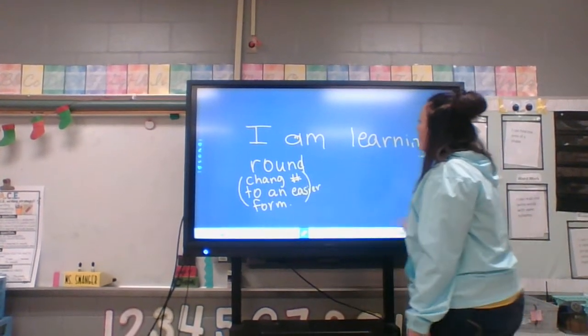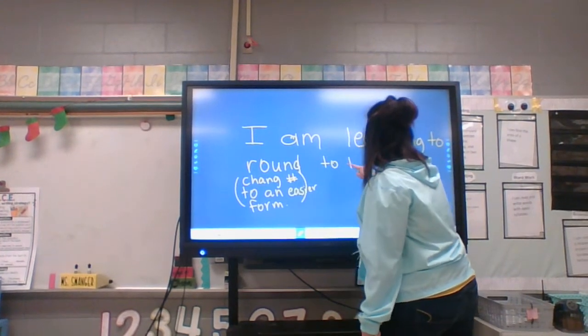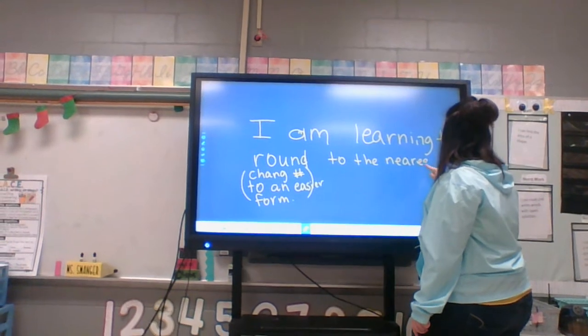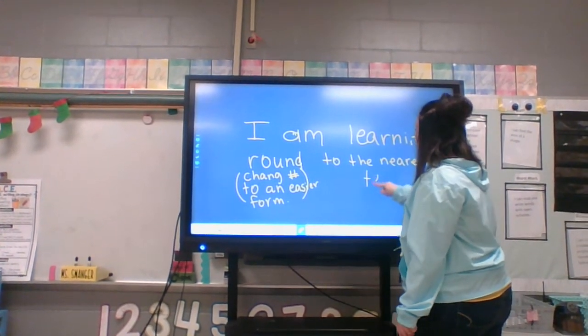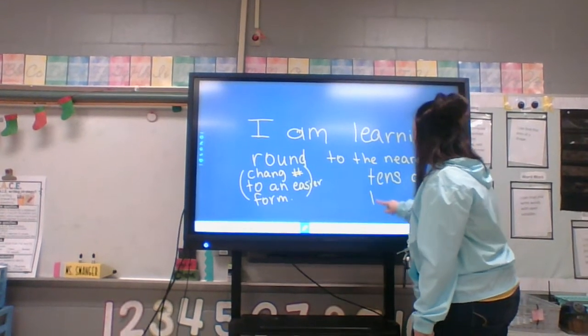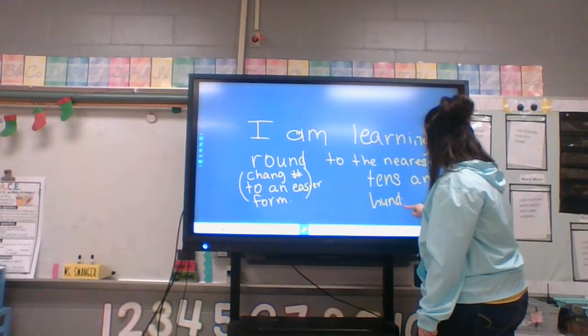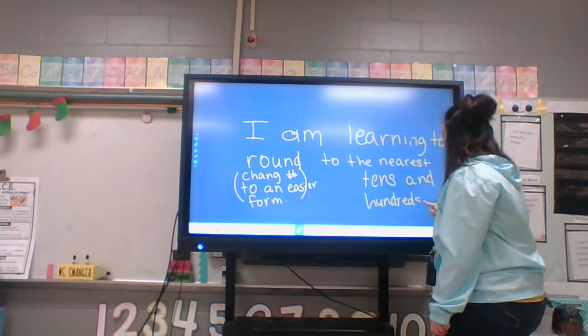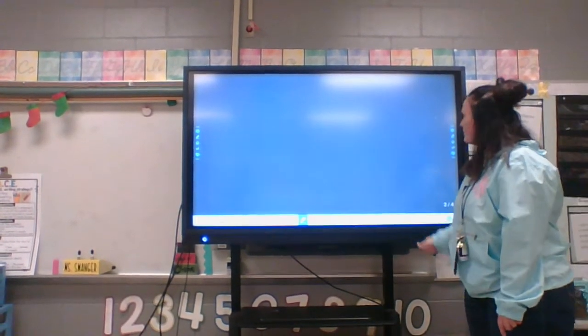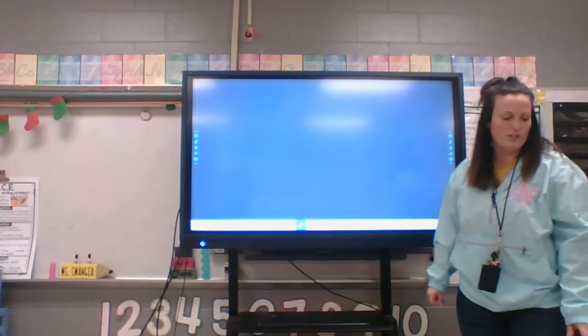So I'm learning to round to the nearest tens place and hundreds place, okay? So you're learning to round to the nearest tens and hundreds for today. So there's your learning target. And what we're going to do is some review before we start.